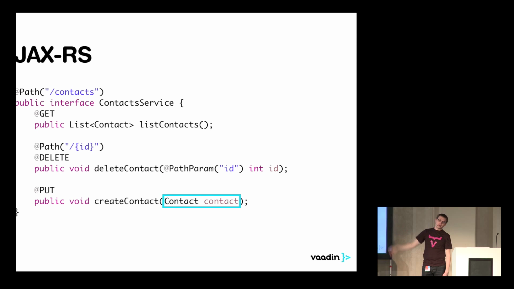And then correspondingly for the put method creating a contact, the framework also sees that we should get a contact from somewhere, so it takes it as JSON from the request body. And this is all working automatically. You don't need to do anything about that other than define this interface and implement your class.